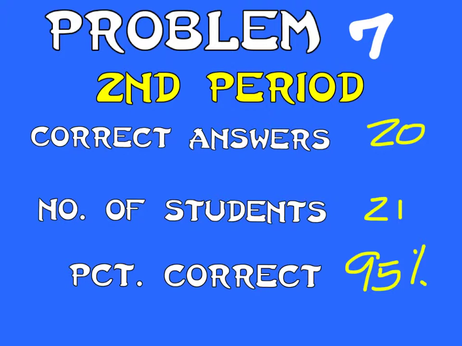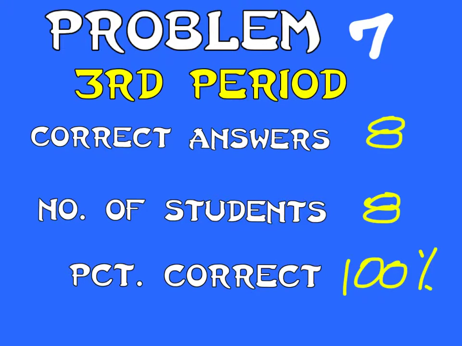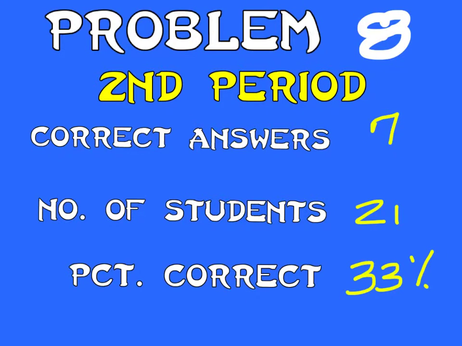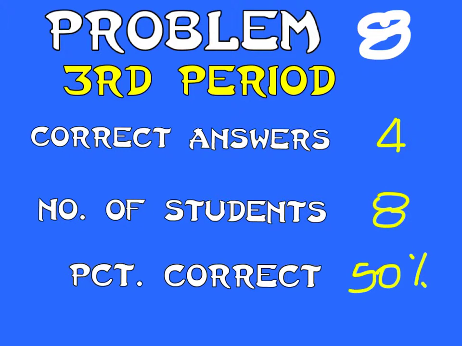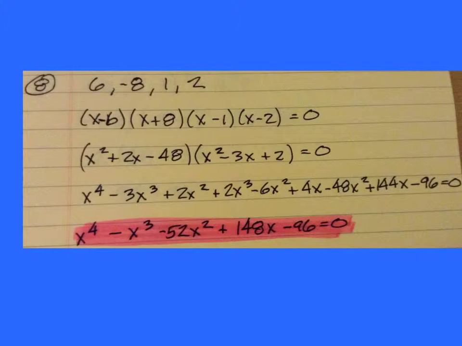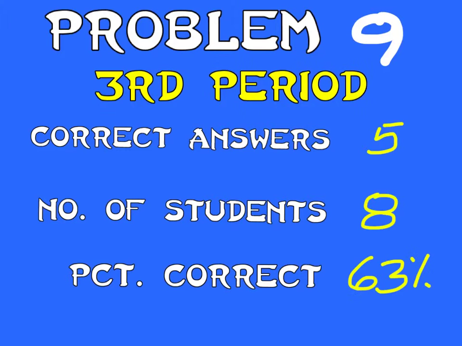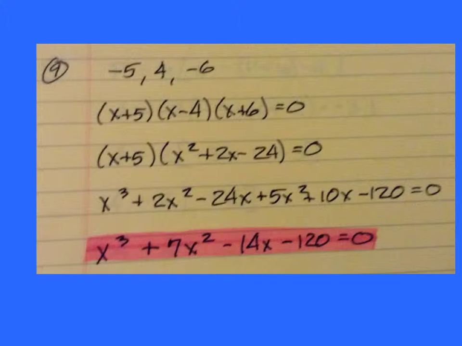Number 7, 95% in second period, 100% in here. No need to spend any time on it. Problem 8, 33% in second period, 50% in third period. X to the fourth minus x to the third minus 52x squared plus 148x minus 96 equals 0. Problem 9, 57% second period, 63% third period. X to the third plus 7x squared minus 14x minus 120 equals 0.